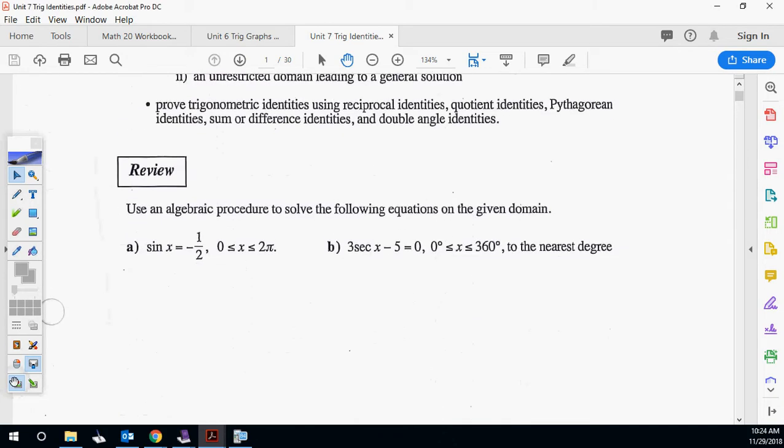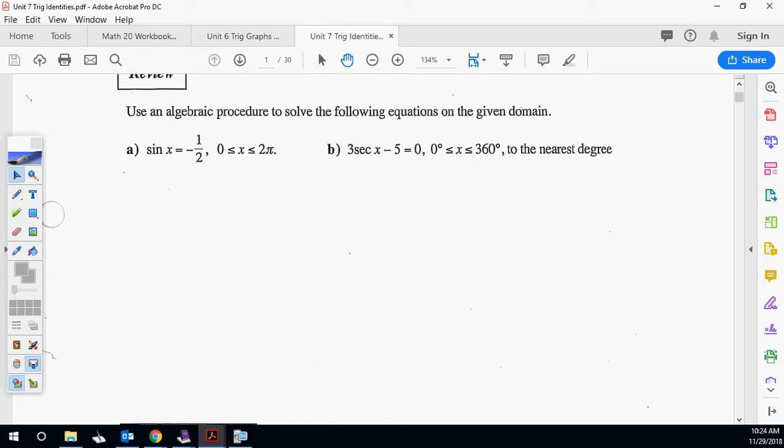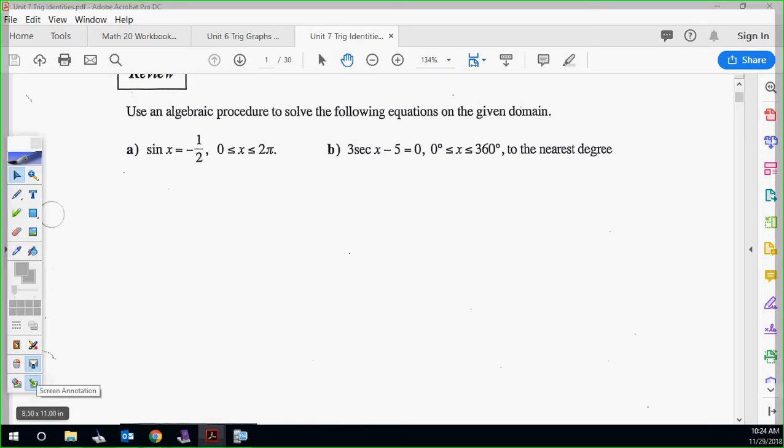So in review, let's just look at these real quick. It says, use algebraic procedure to solve the following equations of the given domain. Sine of x is -1/2. We're solving for x. What this is actually asking is, what location is sine -1/2? And you should feel good about this right now because -1/2 is on the unit circle. That's a common value for us. So this is kind of how you're going to go through this.